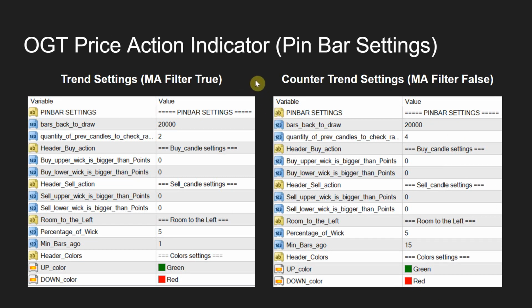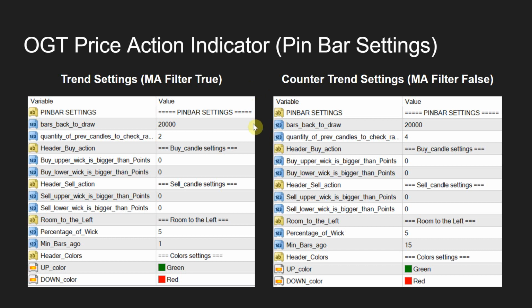So let's go into the actual settings of the pin bar. This is probably the biggest settings section, because the original version of the OGT price action indicator, version 1.0, only had the pin bar settings, and future versions had all the additional candlestick settings. Let's go through in detail what the settings are and what they mean, as we go down the list, and how we would set it up for a trending situation and for a counter-trending situation.